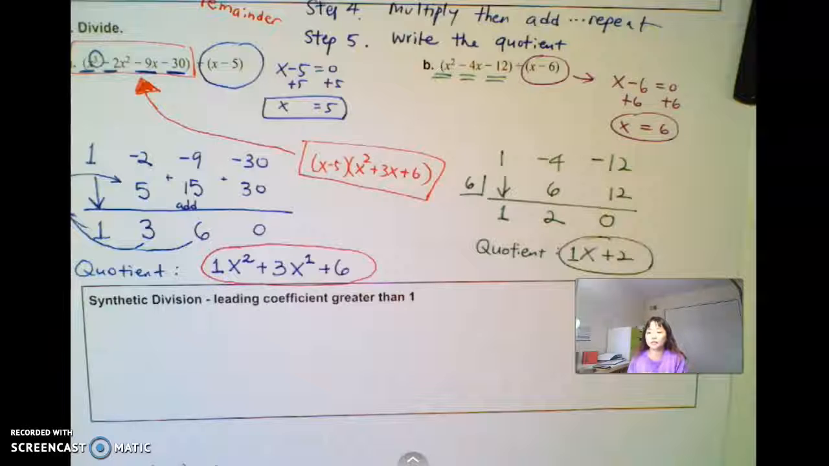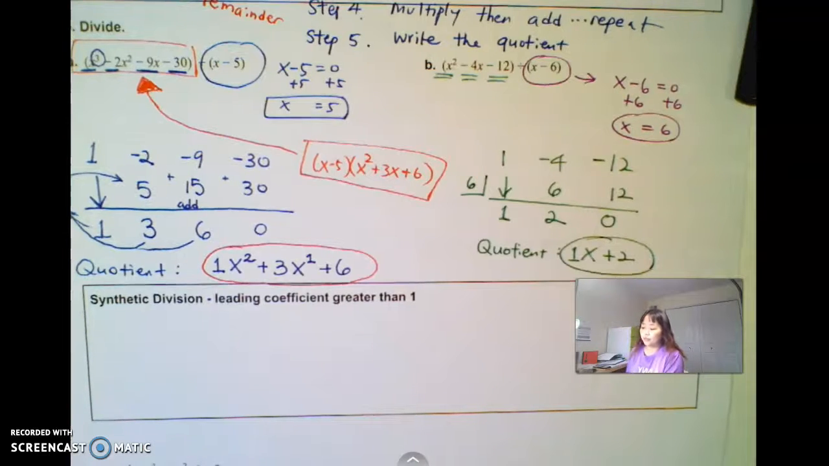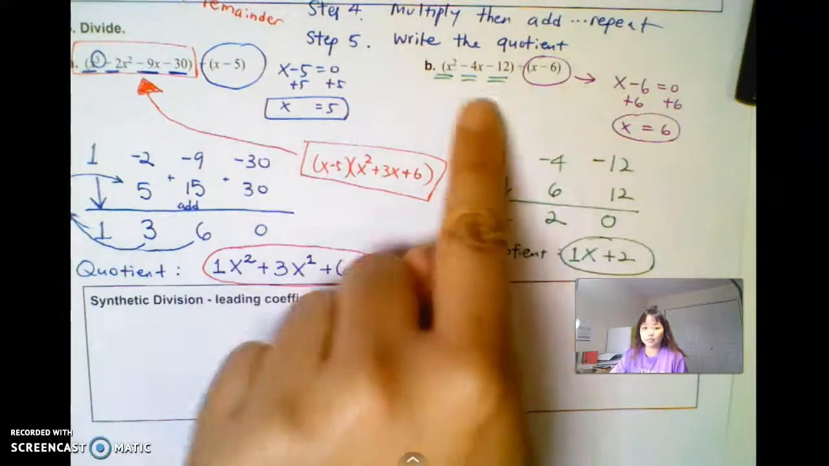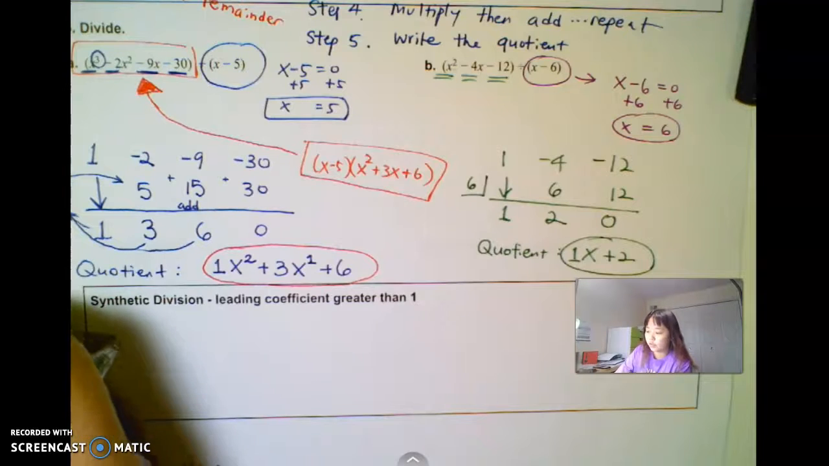Alright, so synthetic division part 2. Now we're gonna have to divide something that has a coefficient greater than 1. So instead of x minus 5 or x minus 6, we're gonna have something like 2x or 3x. It's all the same process, but there are two things to remember, okay?